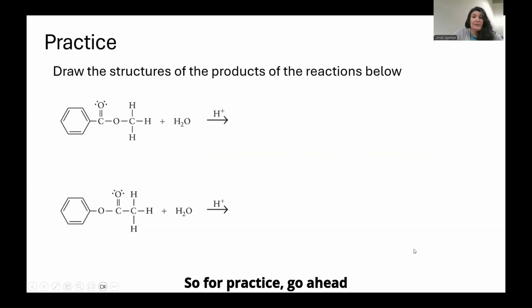So for practice, go ahead and pause the video, and then when you're ready, come back and go over it. So in this practice, we're going to draw the structures of the products of the reactions below.